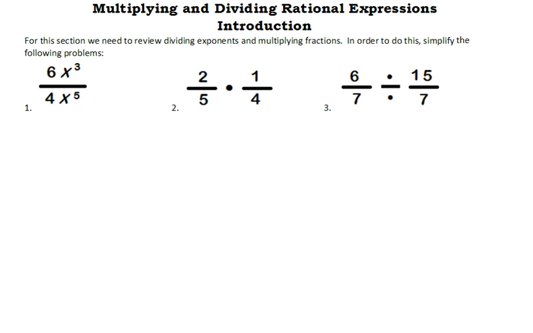Okay, for this section, we need to review dividing exponents and multiplying fractions. In order to do this, we have to simplify the following problems. So looking at 1, remember our dividing exponents. We understand that when we look at x to the third divided by x to the fifth, that is actually saying that we are going to subtract those exponents.